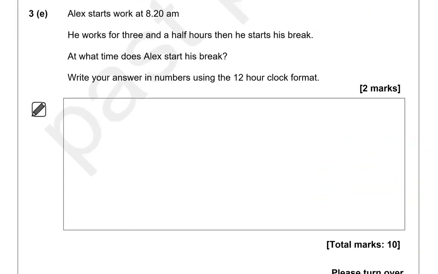Alex starts work at 8:20 a.m. He works for 3.5 hours, then he starts his break. At what time does Alex start his break? Write your answer in numbers using the 12-hour clock format.